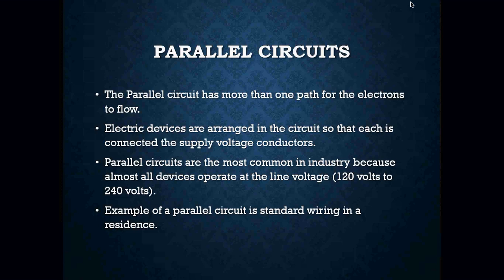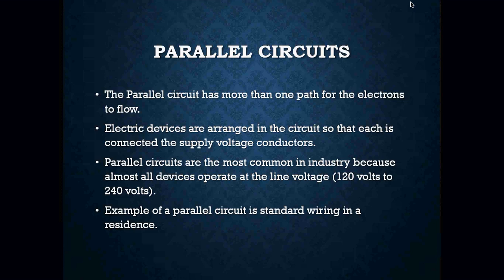Okay, parallel circuits are the most common in the HVAC industry and in the electrical industry. So we are going to be seeing and dealing with a lot of different devices that operate off of line voltage. Okay, line voltage is the electricity that's being supplied to that equipment. Okay, that could be 120 volts, it could be 240 volts, it could be 480 volts, whatever that voltage is going to be. Okay. An example of parallel circuits is standard wiring in pretty much every single residence out there.